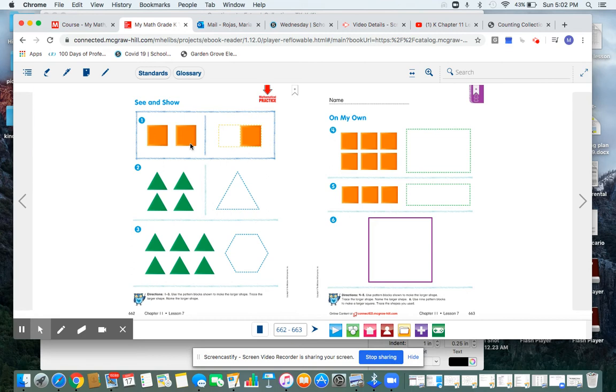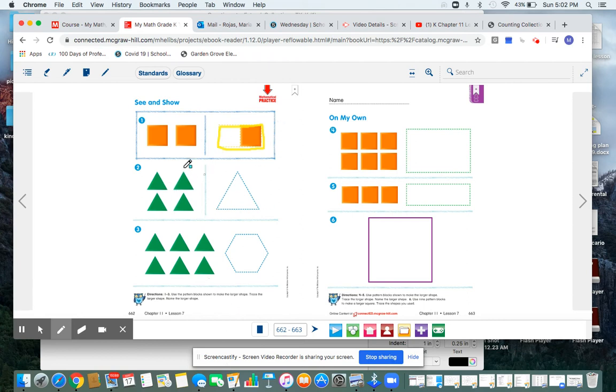So if I connect these 2 shapes together, this would make a, what shape is this? Rectangle. So if I put two squares together, I will make a rectangle.